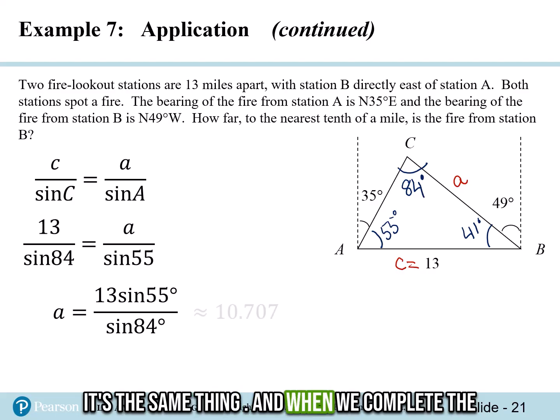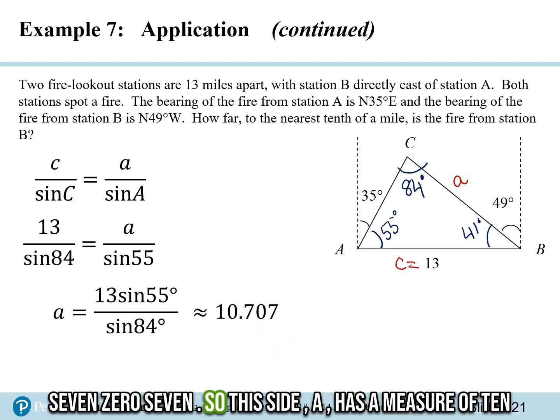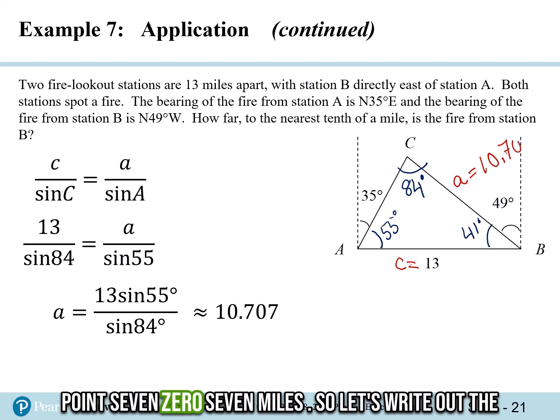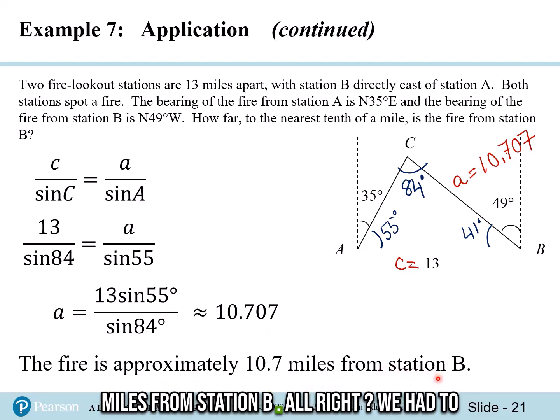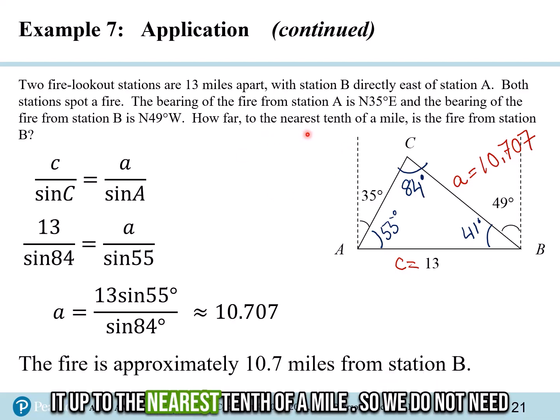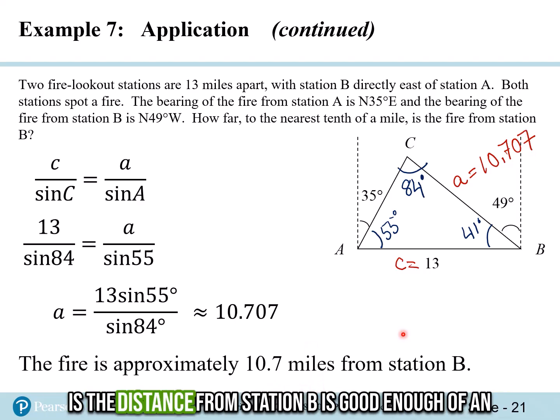It's the same thing. And when we complete the calculation, we come up with a distance of 10.707. So this side A has a measure of 10.707 miles. So let's write out the final answer. The fire is approximately 10.7 miles from station B. All right, we had to round it to the nearest tenth of a mile, so we do not need to write the other two decimals. 10.7 miles is the distance from station B. Good enough of an answer. All right.